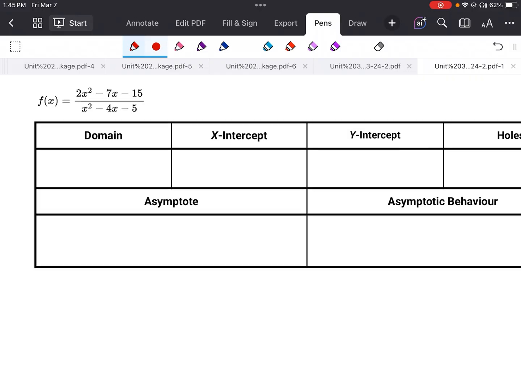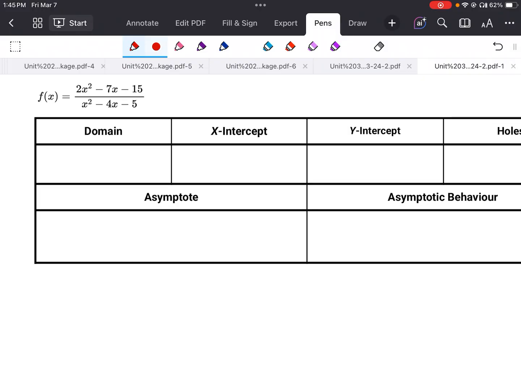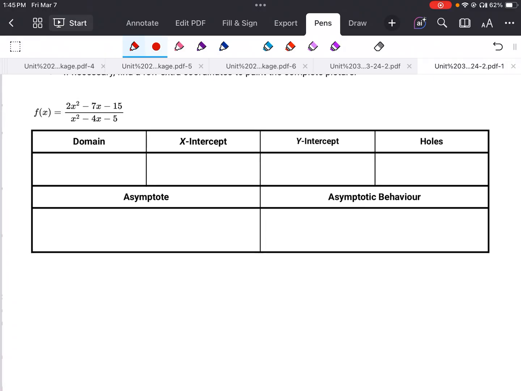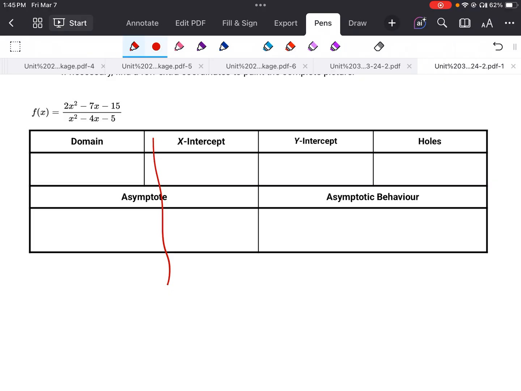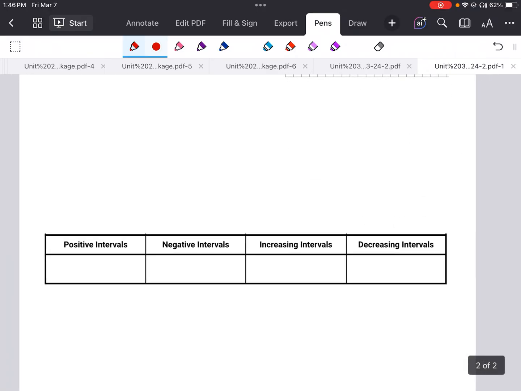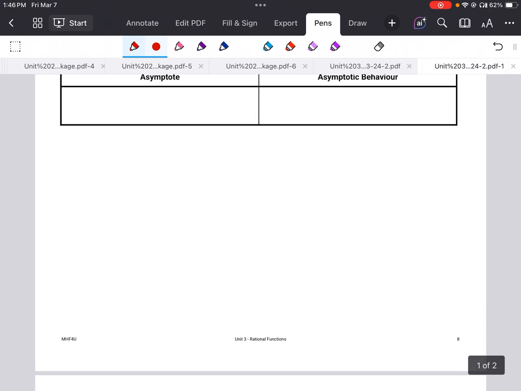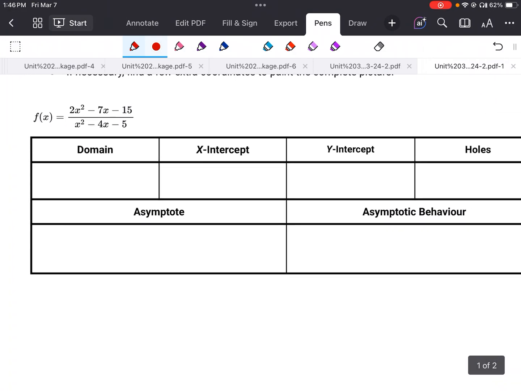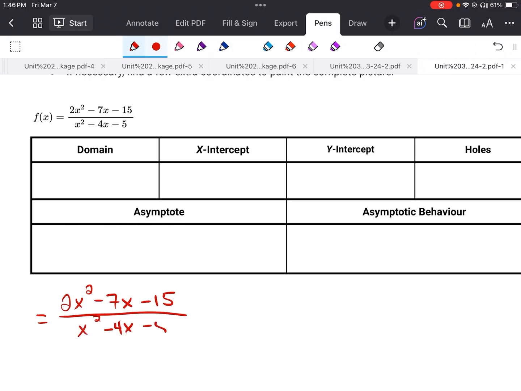But today we're going to be working with the equation 2x squared minus 7x minus 15 over x squared minus 4x minus 5. And we want to write the characteristics. Then we will graph, and then we'll find our intervals. Okay, so the first thing we need to do is simplify the equation. So we have 2x squared minus 7x minus 15 over x squared minus 4x minus 5.